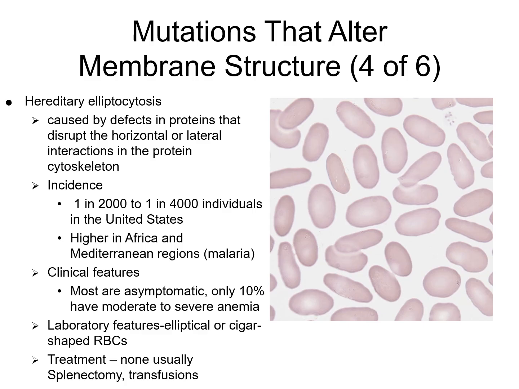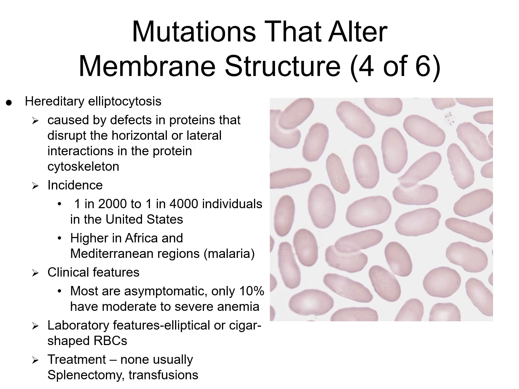For incidence, this occurs in approximately 1 in 2,000 to 1 in 4,000 individuals in the United States. There is a higher prevalence in Africa and Mediterranean regions, and this is possibly due to the selective advantage against malaria. For clinical features, the majority of patients are actually asymptomatic, but around 10% will experience moderate to severe anemia.